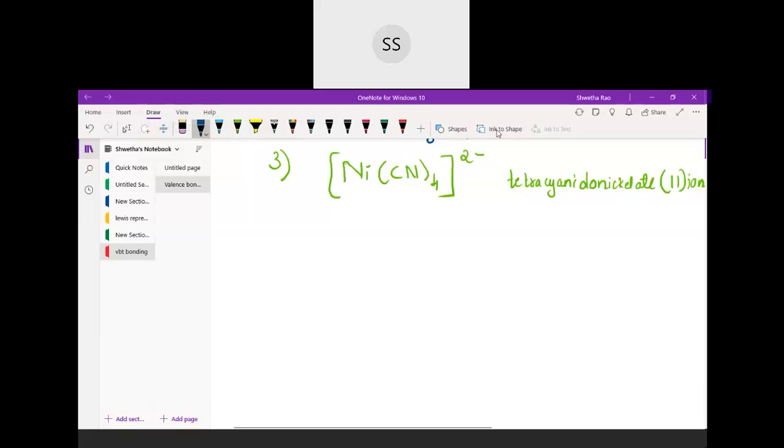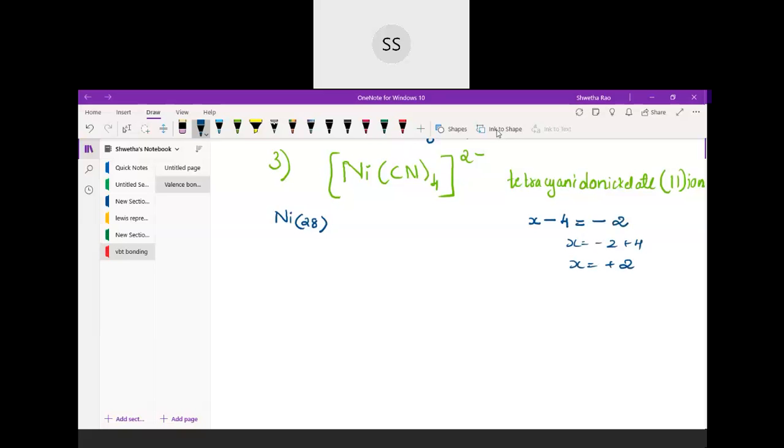Nickel atomic number is 28. Remember that. Before that, we will calculate the oxidation state of this nickel. Nickel I will take as X. Cyanide is -1 and 4 are there, so -4, and the whole charge on the complex is 2 minus, so -2. I should write X - 4 = -2, so X is equal to -2 plus 4, that is +2. That means nickel is in the +2 oxidation state.